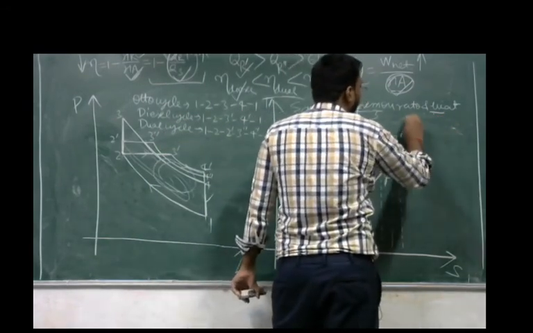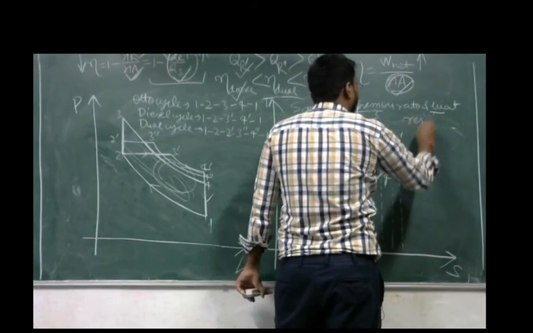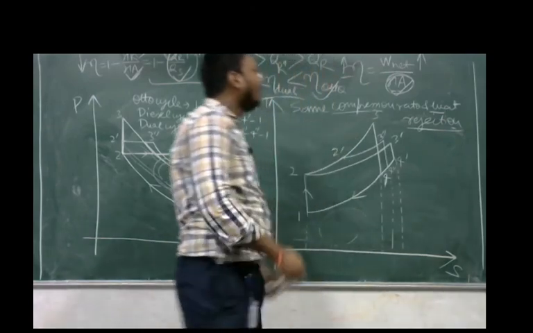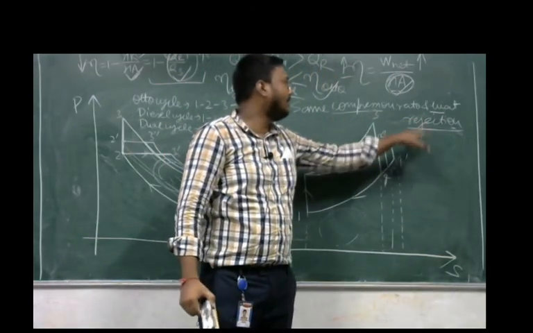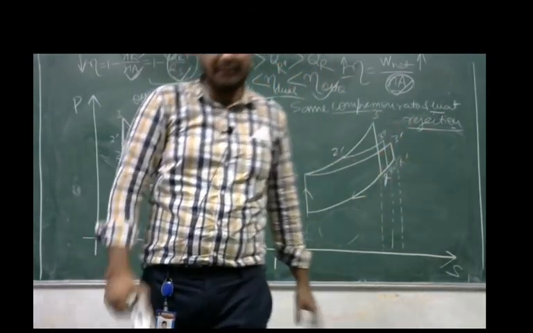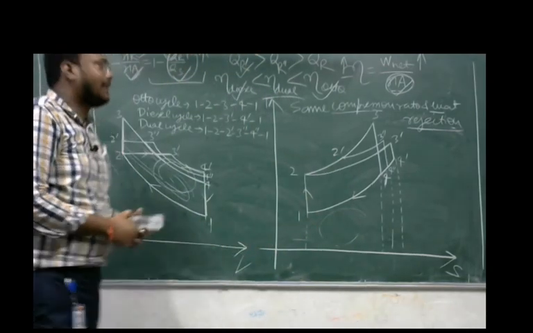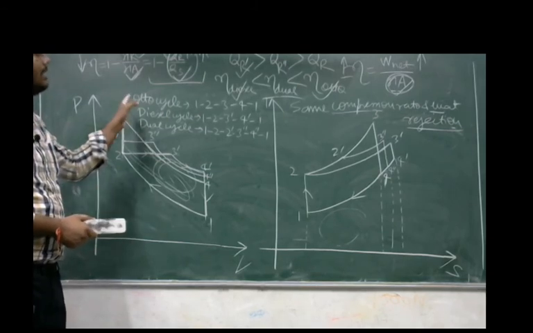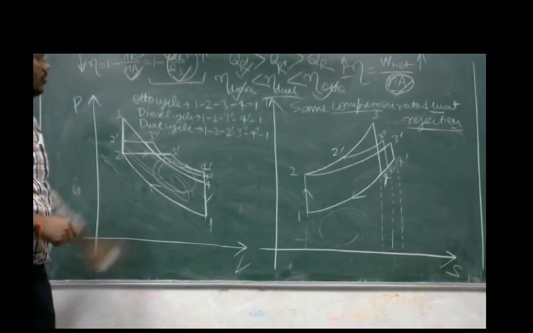We can also analyze the efficiency of all these three cycles for same compression ratio and heat rejection. There are different conditions. For all those conditions, we will analyze the efficiency of Otto cycle, diesel cycle, and dual cycle. But this is all for today.